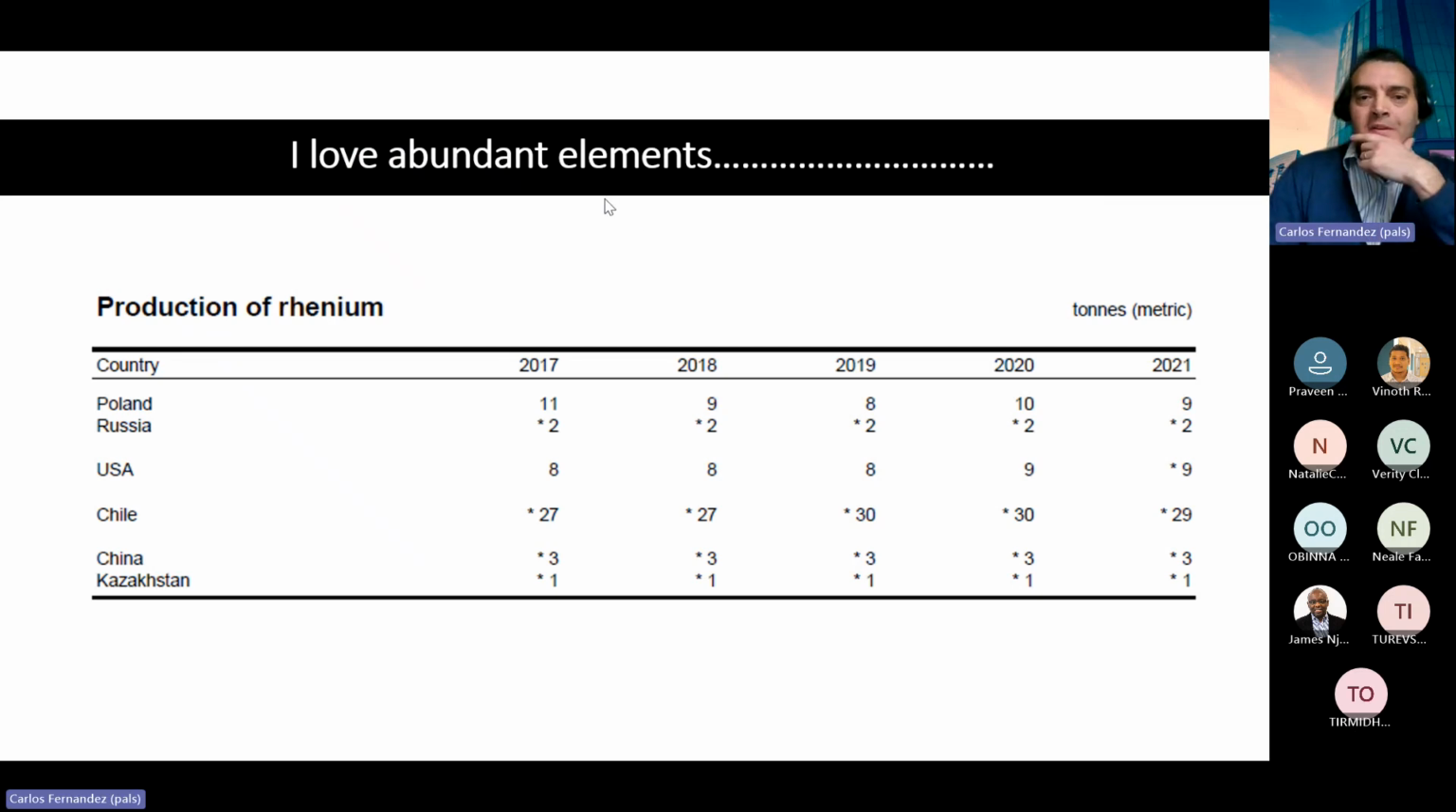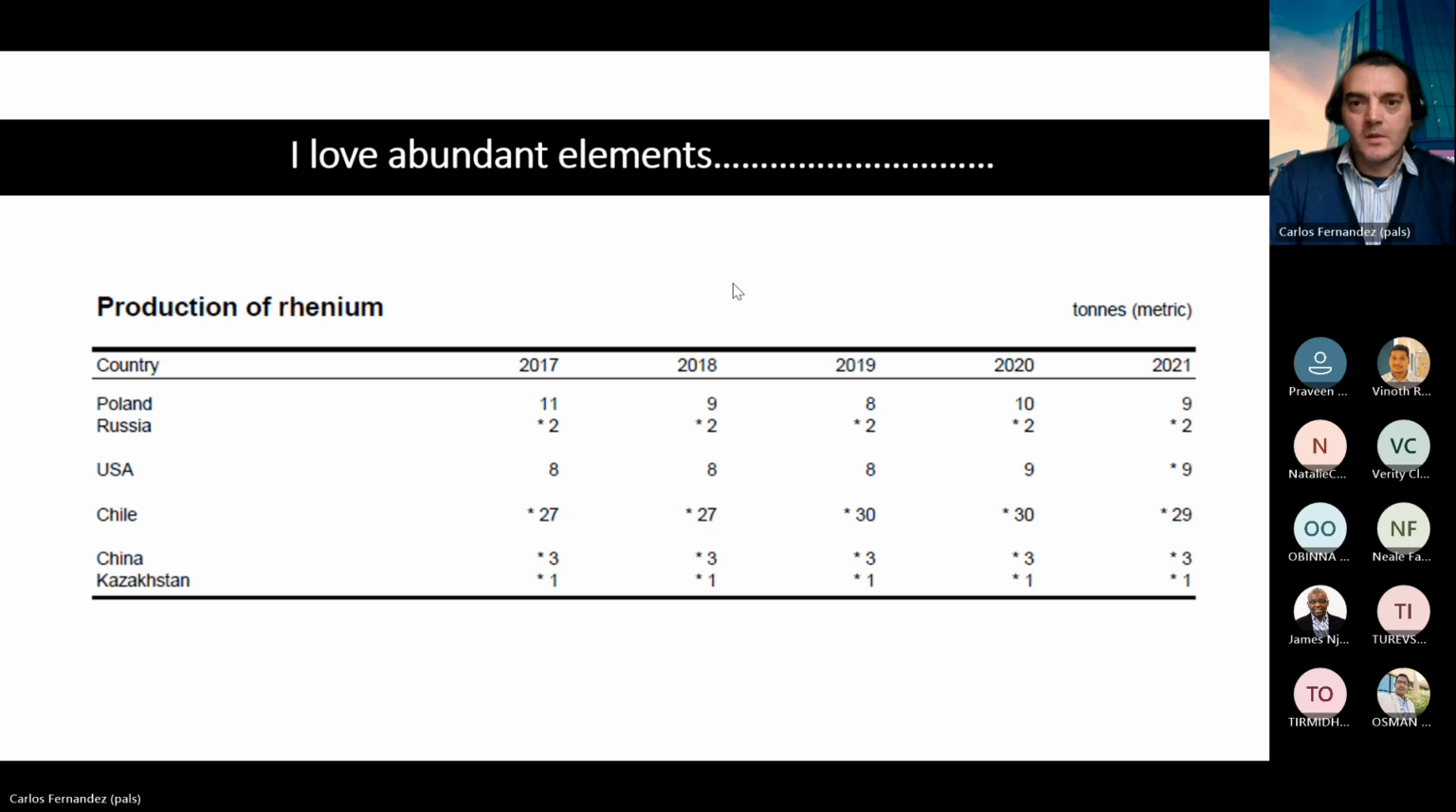But what about abundant elements? So I love rhenium. That was another material. Wow, I thought it was more than that. Oh my goodness. Okay, so tons metric. So Poland 9 in 2021, and Chile 29 tons in 2021. So rhenium, which is another lovely catalyst, seems to be very scarce. Okay, let's carry on.